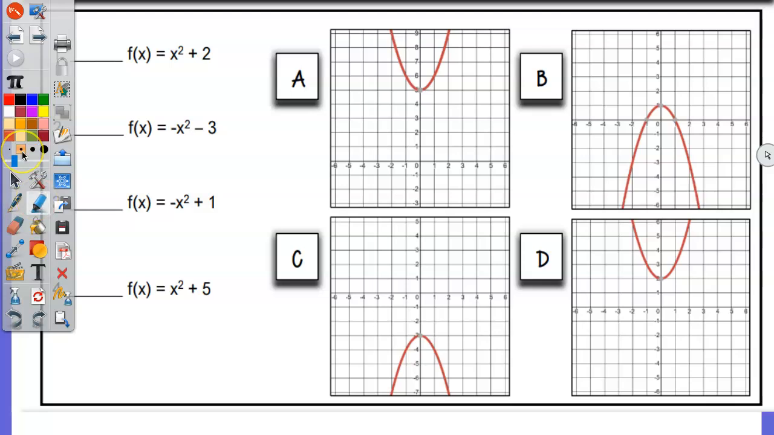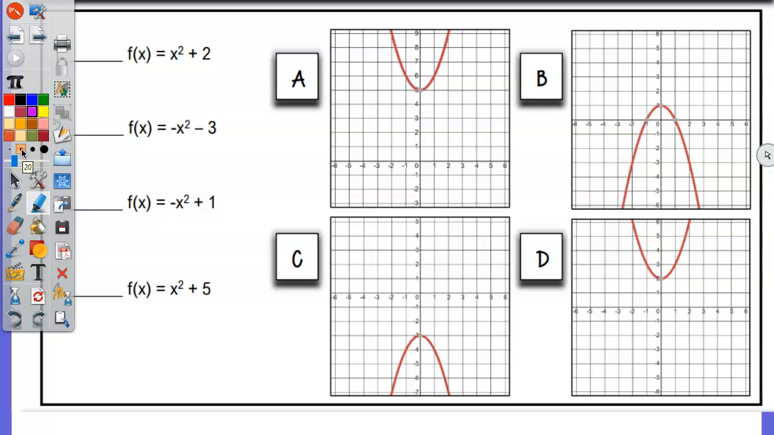Okay, this is page, what did we say? 51. Page 51. Oh, wow. 51. And we're looking at the transformations of quadratics.